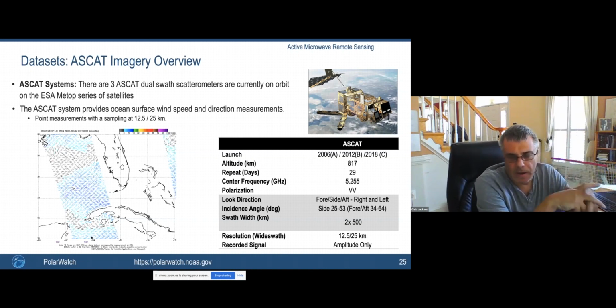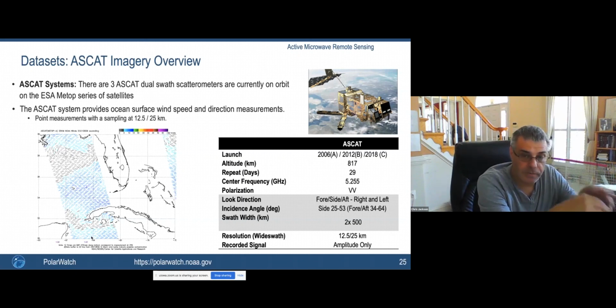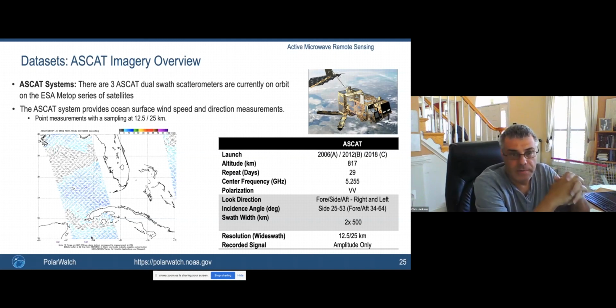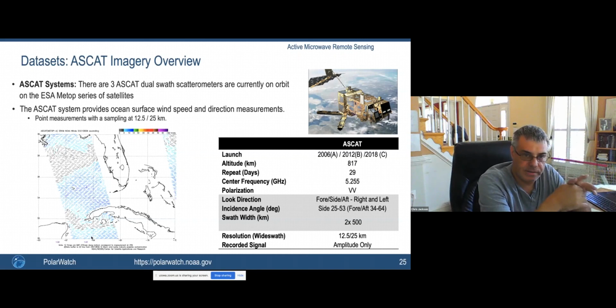The downside is that it is an amplitude-only signal and doesn't have the phase information. Its resolution, because it's a real aperture radar where you're only seeing what the actual beam width of the radar encompasses, is on the order of kilometers and not meters. It's nominally 25 kilometers, but there's special processing that allows you to get it down to 12.5 kilometers. And just there in the lower left-hand side is an example of scatterometer output, and those are wind barbs indicating the wind speed and direction of the ocean surface winds that were acquired at that time.